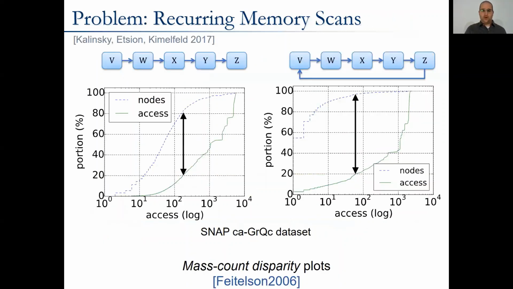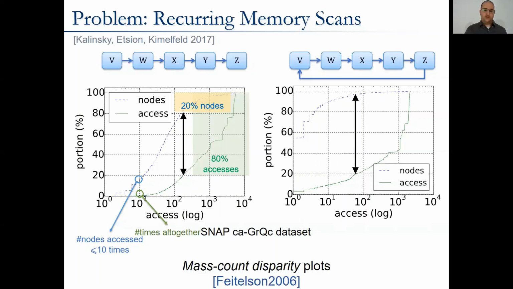To illustrate how big the problem is, we're going to use the mass-count disparity plots. Let's focus on the left graph. The blue line shows the overall trie elements sorted by the number of accesses to those elements. So for example, this point is the number of nodes accessed less than 10 times. The green line shows the overall accesses. If we focus on the right side, we can see that 20% of the nodes, between 80 and 100, are in charge of 80% of the accesses. And if we look at the right graph of the 5-cycle query, you can see that 5% of the trie nodes are in charge of 80% of the accesses. So there's a substantial opportunity for caching.